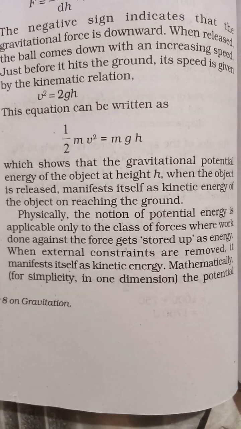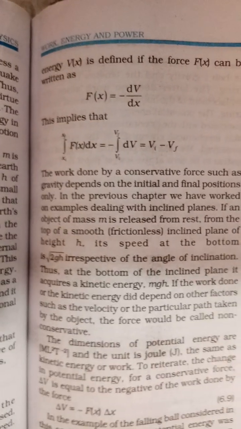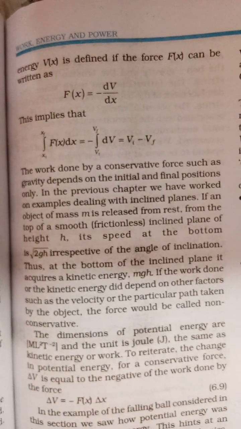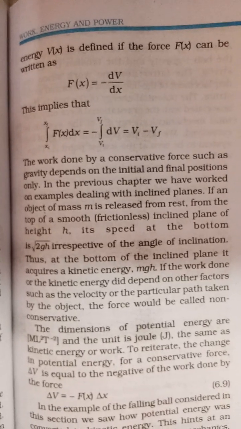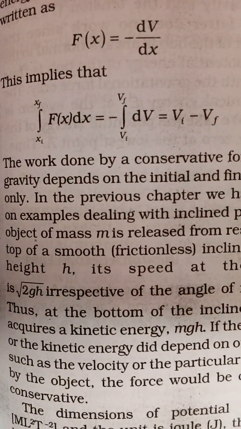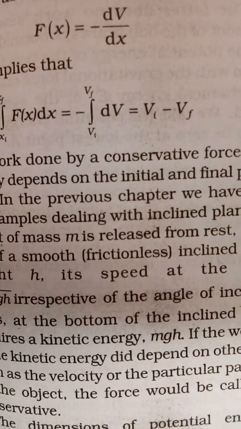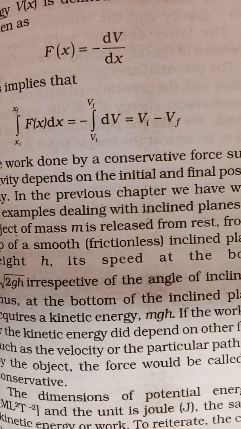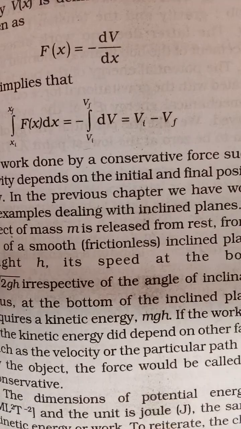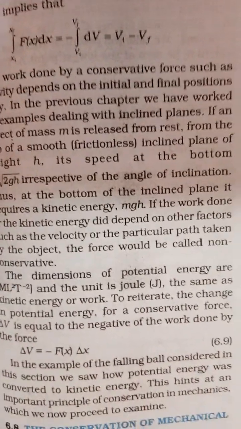Mathematically, for simplicity, in one dimension, the potential energy V(x) is defined if the force F(x) can be written as F(x) is equal to minus dV by dx. This implies that the integral from xi to xf of F(x) dx is equal to minus the integral from Vi to Vf of dV, which is equal to Vi minus Vf. The work done by a conservative force, such as gravity, depends on the initial and the final positions only.